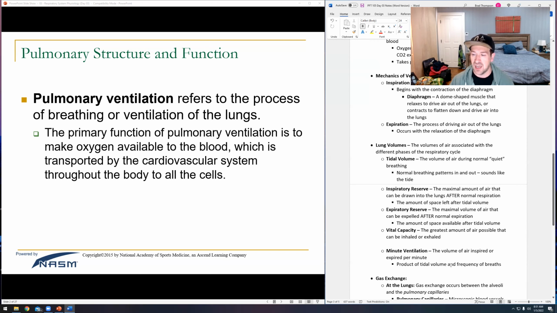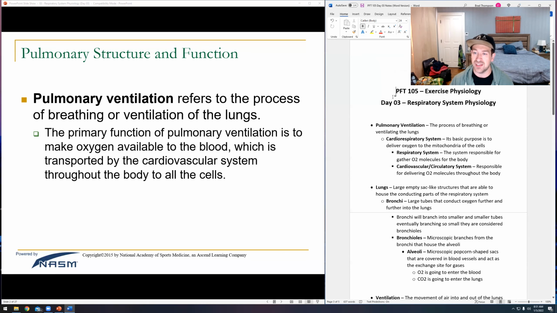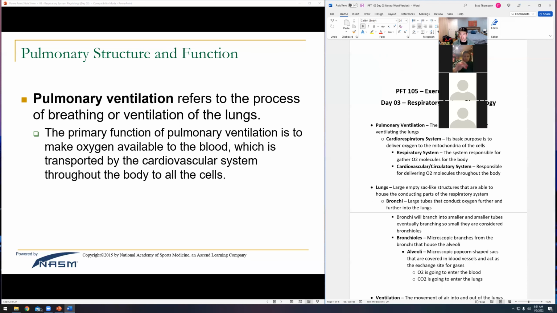And then we'll finish everything up by talking about how that's carried by our blood cells, which will pivot us into tomorrow's lesson on the cardiovascular system, because your respiratory system and your cardiovascular system work so intimately together that we often just refer to both of them as the cardiorespiratory system, putting those two separate systems together.